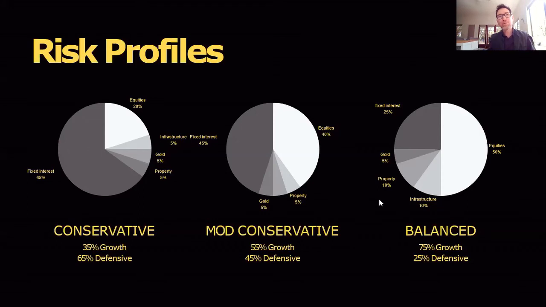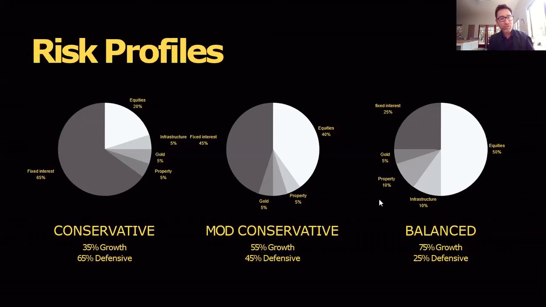Just to give you an example of that, in the GFC, those who remained invested were able to reach their pre-GFC highs within 5 years. After that, it was just cream on the top. So the younger you are, the higher risk you can afford to be. What I've got here on the screen is some different types of risk profiles that you'll find in a typical super fund.